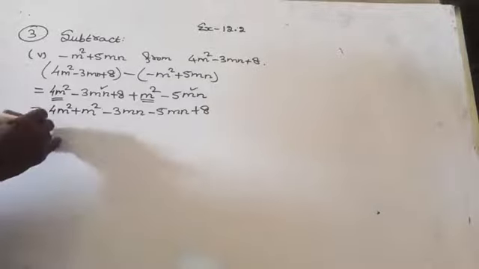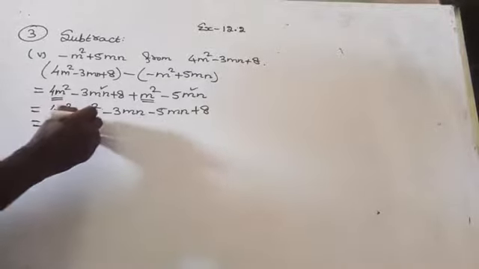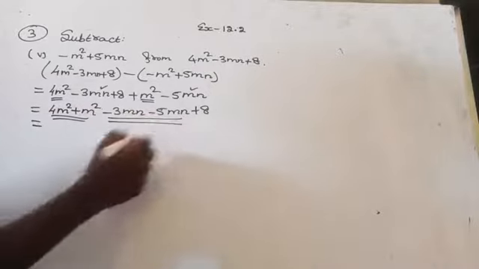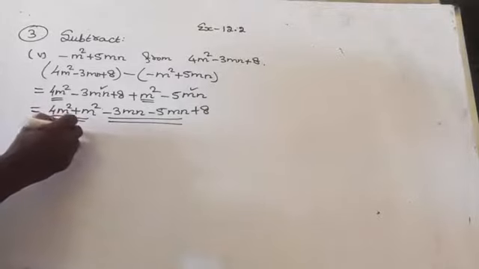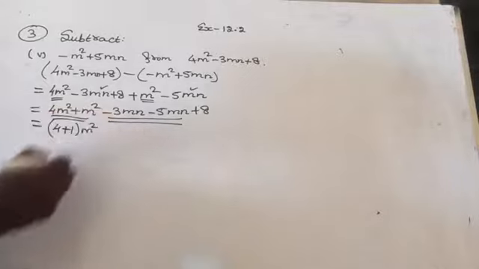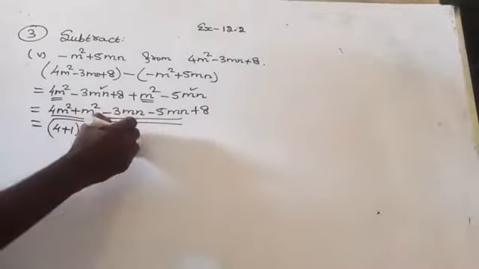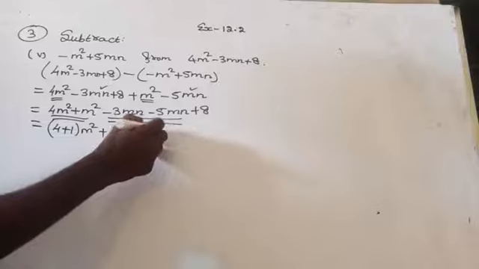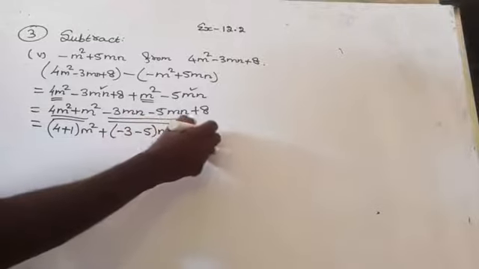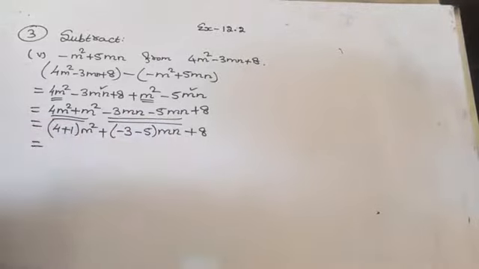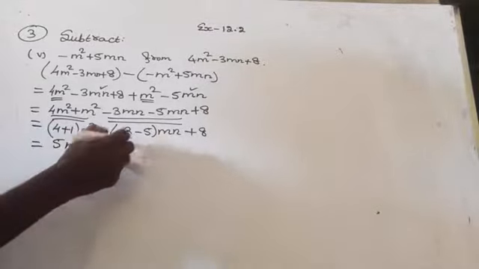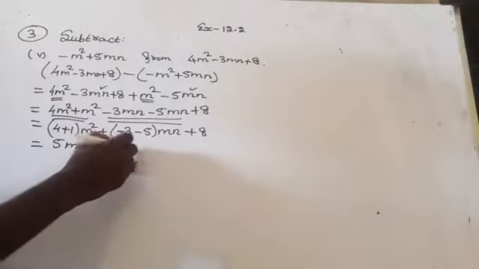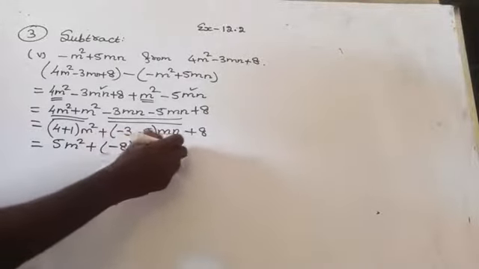Now again, what is the numerical coefficient? These two terms are like terms. Then it is a constant term. Now what is the numerical coefficient here? 4. Here the numerical coefficient is 1, plus into 4 plus 1 into m square, plus minus 3. Here the numerical coefficient is minus 5 into mn plus 8. That is 4 plus 1 is how much dear? 5. So 5m square plus minus 3 minus 5 is minus 8 mn plus 8.